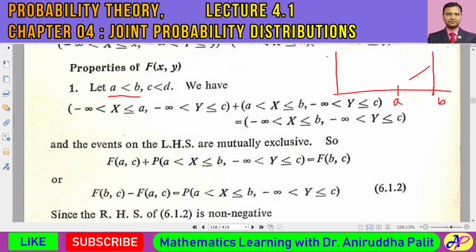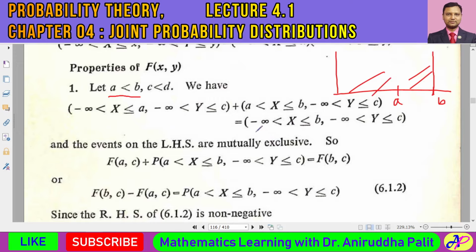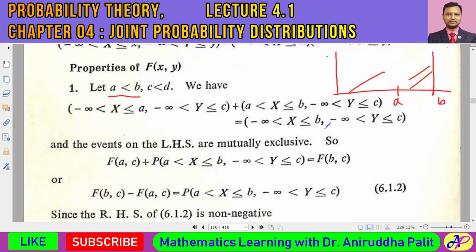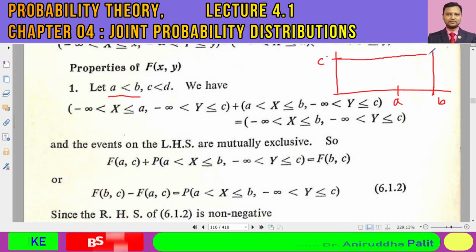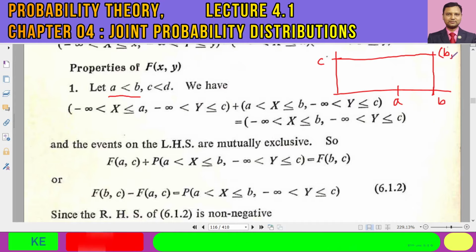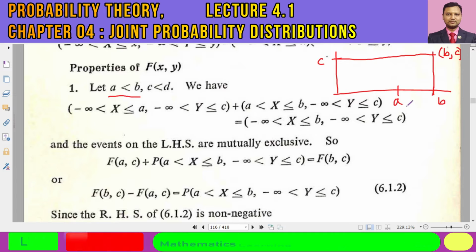The left hand side zone will designate this inequality, minus infinity less than x less than or equal to b. And what about minus infinity less than y less than or equal to c? If you consider this much distance, suppose this is the position of c. In that case, b and c will intersect over here. So this is the point having coordinates b, comma c.